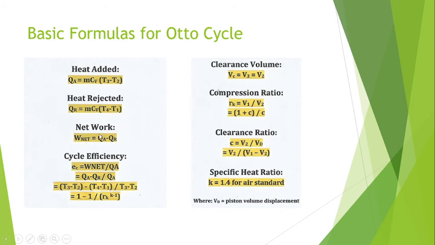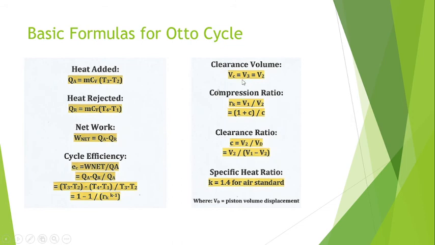Here is the total work done by the system, which is heat added minus heat rejected. Then the cycle efficiency is the net work over the heat added, or the heat added minus heat rejected over the heat added. Here is another formula we can use to find the efficiency, and it still gives the same result.